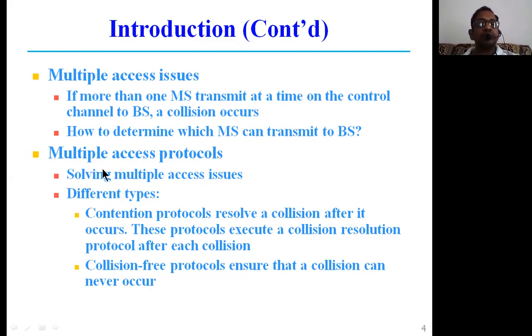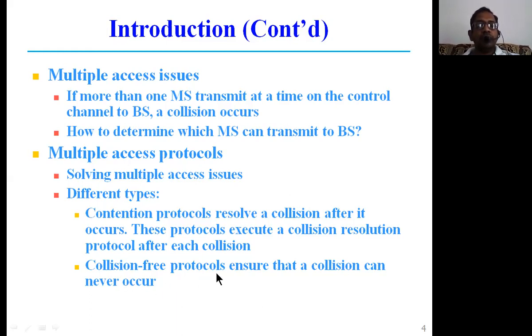Now, why are we using these protocols? For solving the multiple access issues. These two are the issues which we are talking about: one is the occurrence of collision due to transmission of data packets from multiple terminals, and to avoid this, you should at least determine which terminal is now ready to transmit. So what are the different types of protocols which are available to perform this task? Two types of protocols are there: contention protocols and collision free protocols.